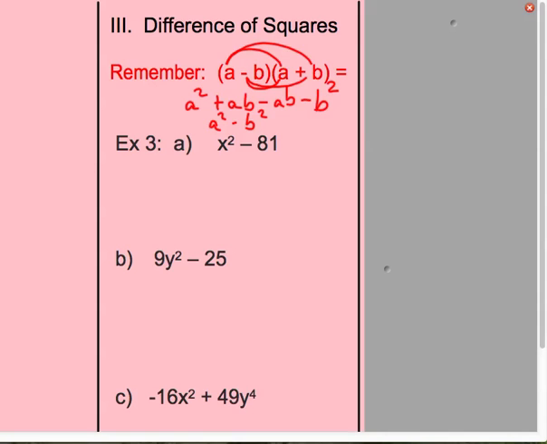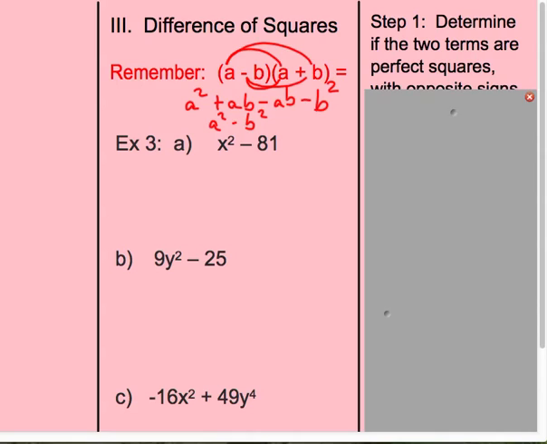Difference, remember, means subtraction. So in order to factor a difference of squares, first of all, determine if it really is a difference of squares. Are each term perfect squares? And they've got to have opposite signs. It doesn't matter which one is negative if you look down at example C, but one's got to be positive, one's got to be negative in order for it to work.